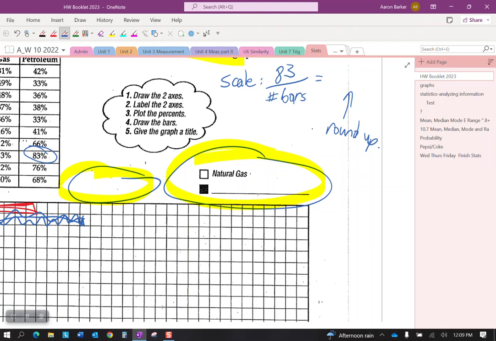Finish off your other graphs. Anything else you need to work on? Go. Nathan.